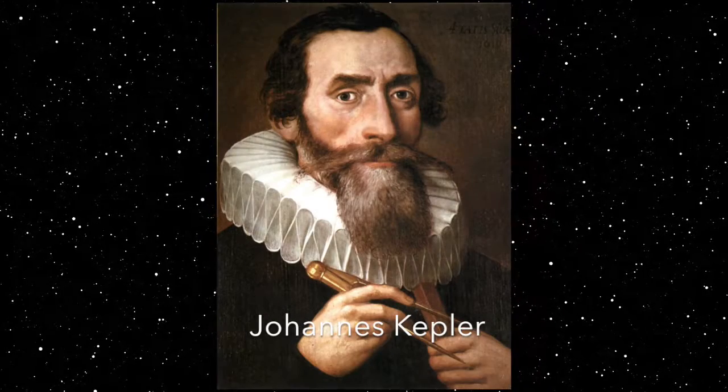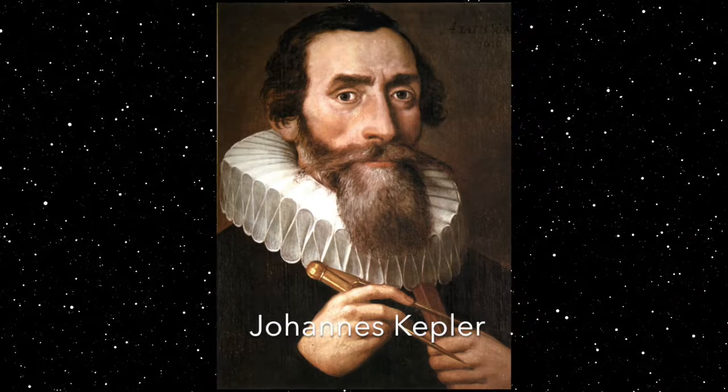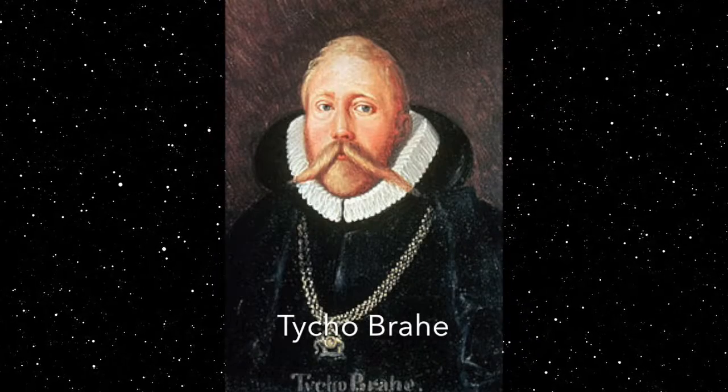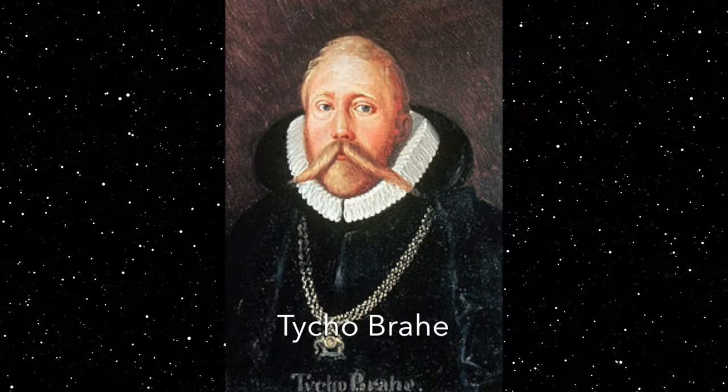In 1609, Johannes Kepler tried to explain the orbit of the planet Mars, publishing Astronomia Nova. He used the astronomical observations of his mentor Tycho Brahe, and he needed to find a better way to explain the orbit of Mars.